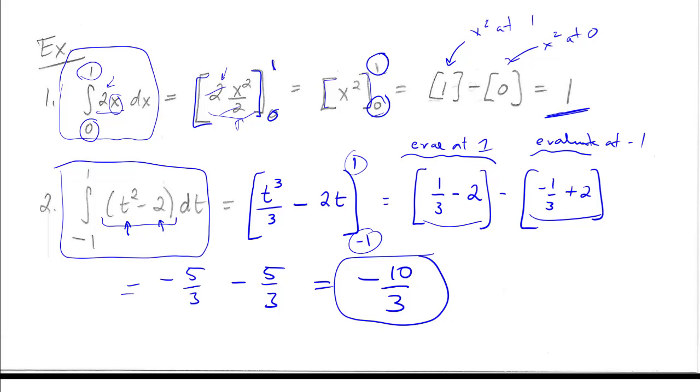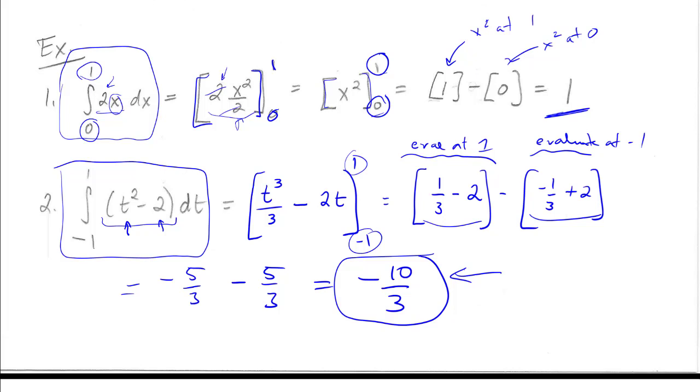Let's point out a few things here. Realize that if I did this integral as the integral from -1 to 1 of x squared minus 2 dx, I would still get this answer. Remember that variable in there is a dummy variable in a definite integral. It's not going to change what the value of the integral is.